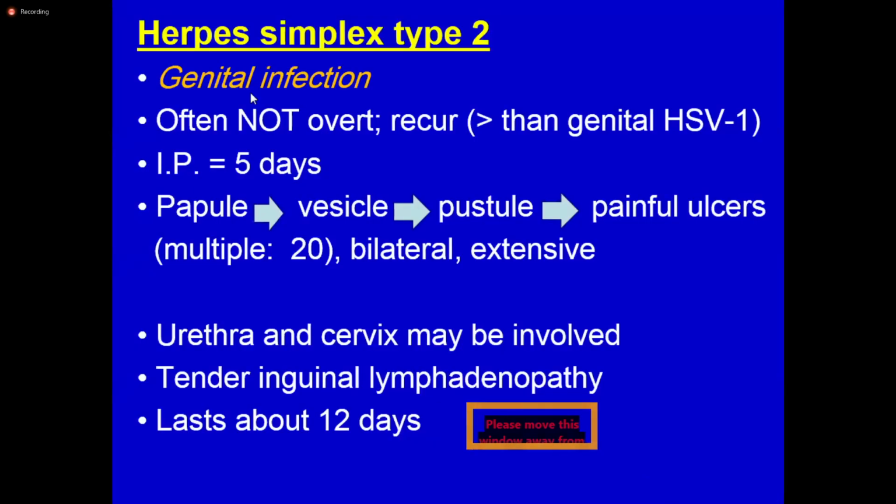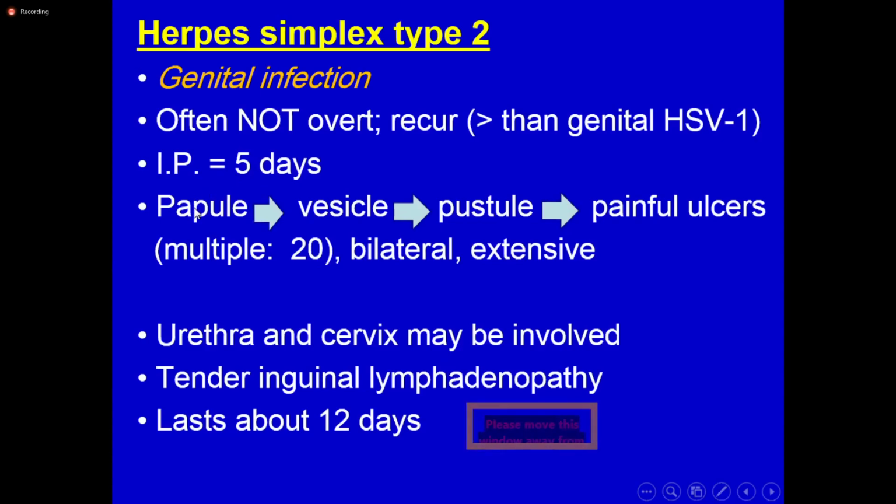Herpes simplex type 2, genital infection mainly, but usually not frank, not overt. Meaning, it is not the virus that creates big problems for us. And their characteristic, they reoccur quite frequently. Meaning reactivation happens more than herpes simplex type 1. The recurrence in type 2 is much more than type 1. An incubation period about 5 days.